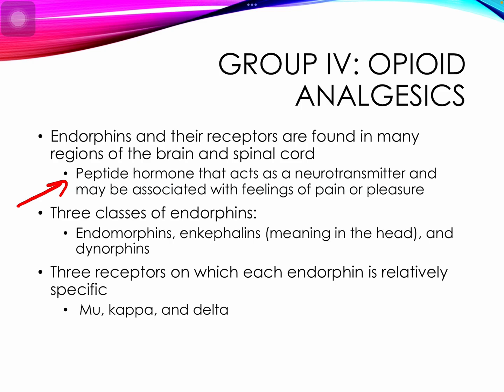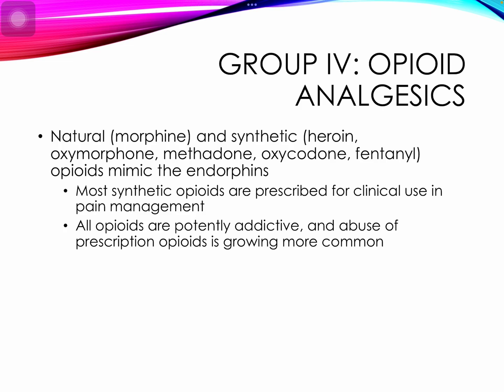Of course, we do have receptors that are specific to different substances. We have the mu, kappa, and delta receptor types for each of these. Now, looking at the different kinds and derivations, whether it's made in a lab or made for medication, we have natural substances like morphine, which mimics endorphins, but also synthetic forms. So heroin, oxymorphone, methadone, oxycodone, and fentanyl, which is an especially potent one, mimic endorphins, and they do so in a way that is much more effective and more powerful than our natural endorphins.